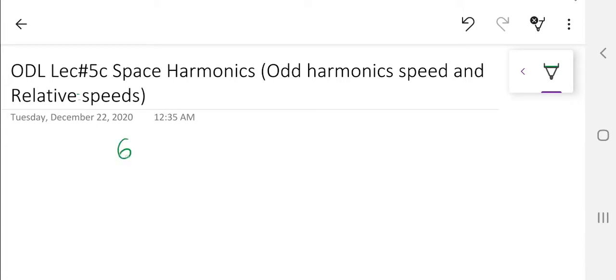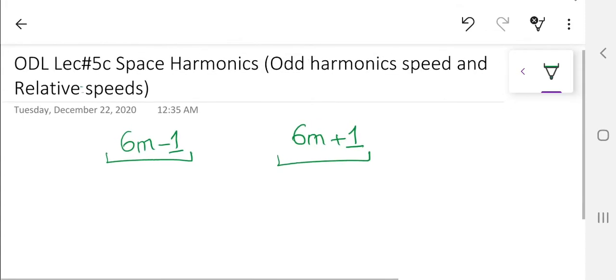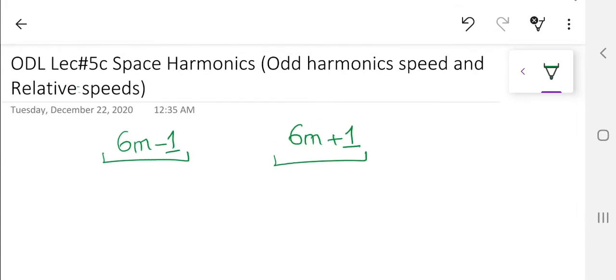I told you at that time that the harmonics of order 6m minus 1 and the harmonics of order 6m plus 1 are two different types of harmonics which are going to be present in the space harmonics. If you change the value of m to 1, 2, 3 and so on, this was the fifth harmonic, this was the seventh harmonic, this one was the 11th harmonic, and this one was the 13th harmonic, and so on. You can complete this table.